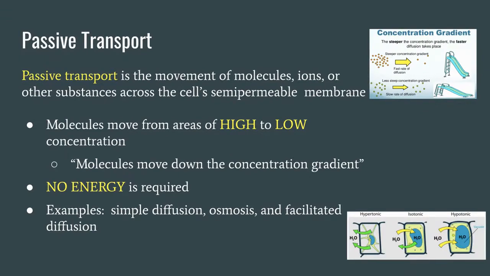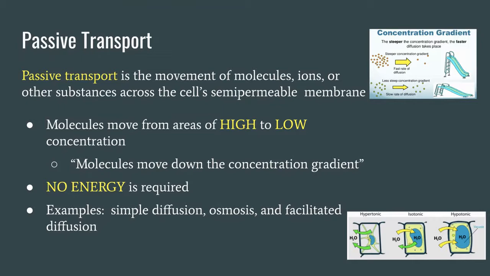Two ways that things can move in and out of the cell. One way is passive transport. That's the movement of molecules, ions, or other substances across the cell's semi-permeable membrane. Molecules move from areas of high to low concentration. We've talked about this in class with diffusion and osmosis.